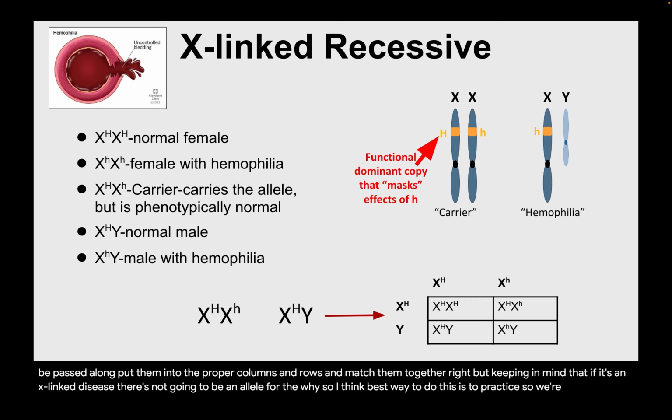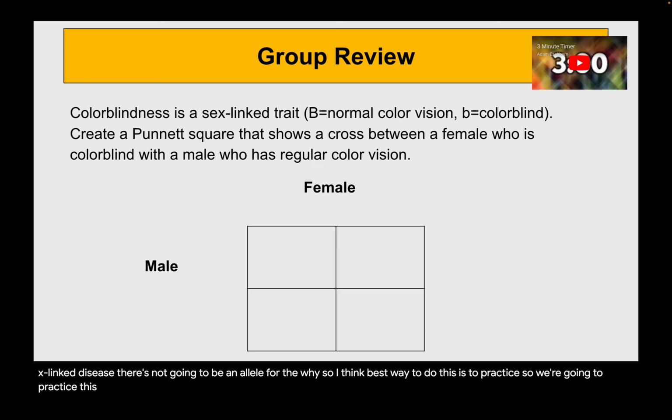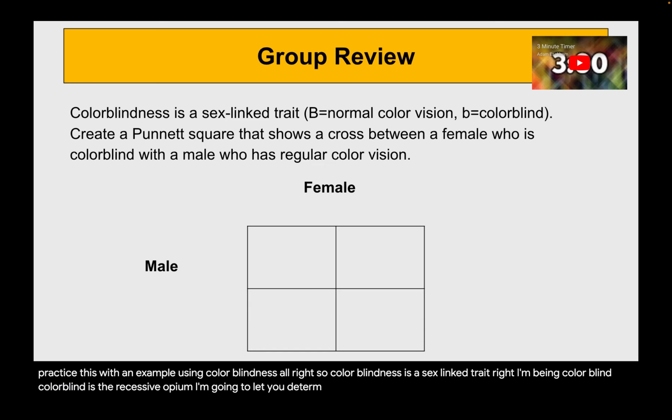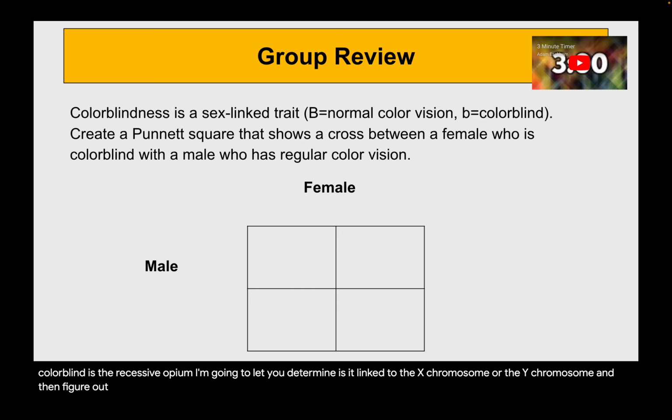So we're going to practice this with an example using color blindness. Color blindness is a sex-linked trait. Being colorblind is the recessive allele. I'm going to let you determine whether it is linked to the X chromosome or the Y chromosome, and then figure out the genotypes and make our Punnett square. I expect this to take a little while, and we will do a thorough review at the end.